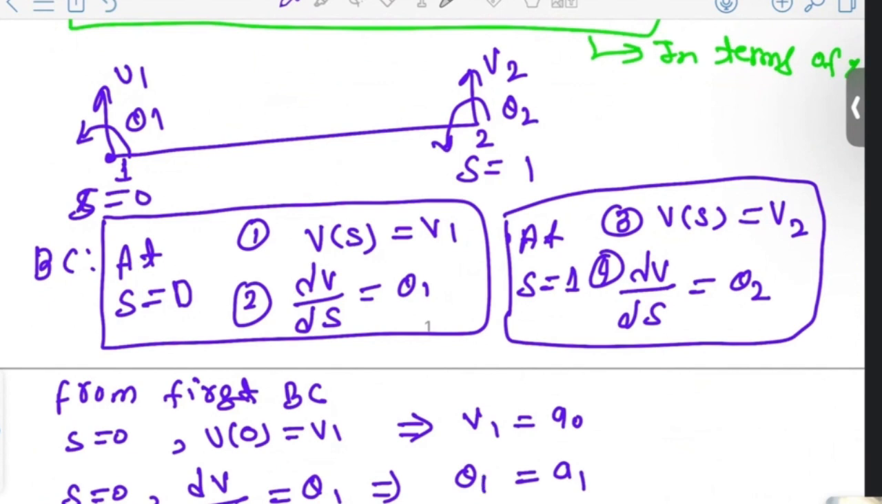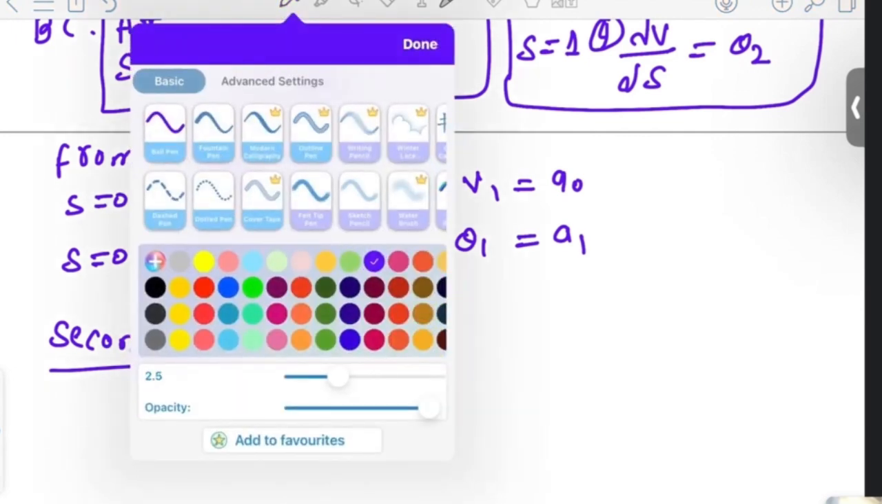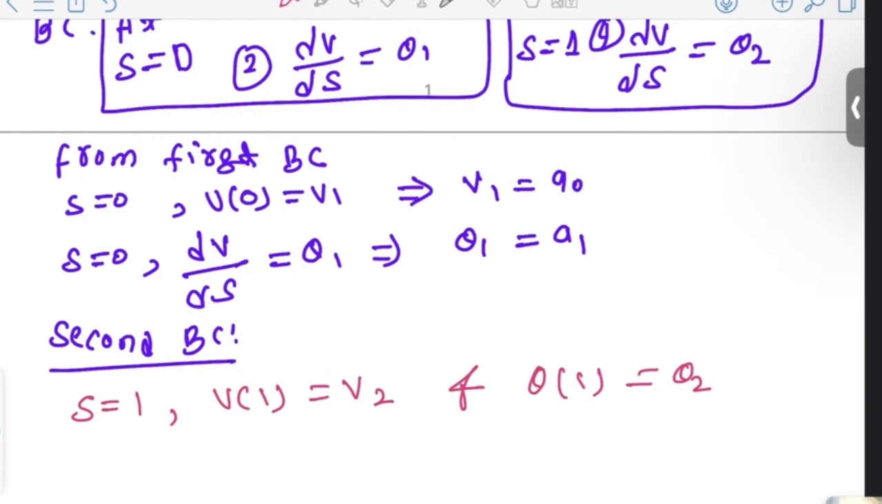Okay, then fine. Similarly, the second boundary condition. What do we have in the second boundary condition? At x equal to 1, beta 1 equal to beta 2 and theta 1 equal to theta 2. So what will we get from those boundary conditions?